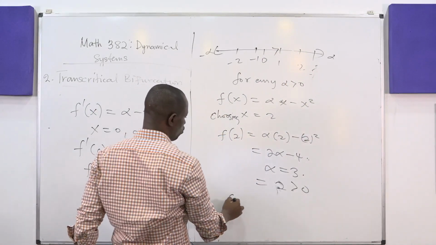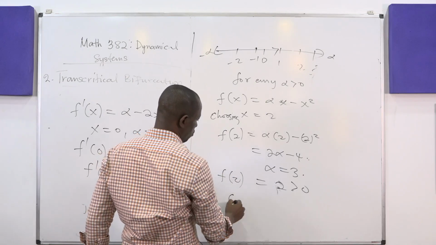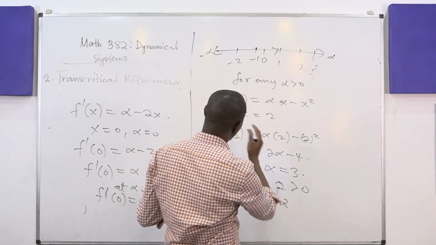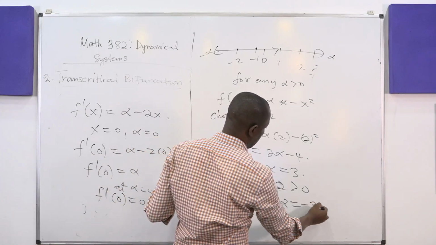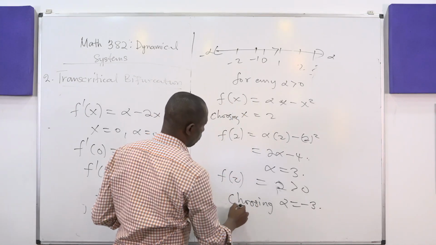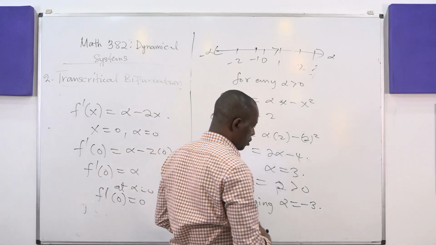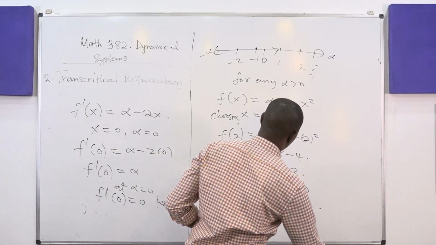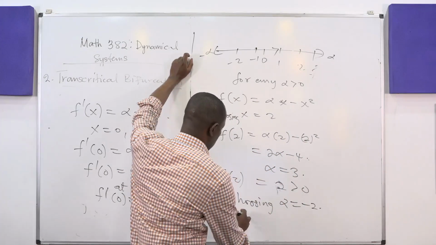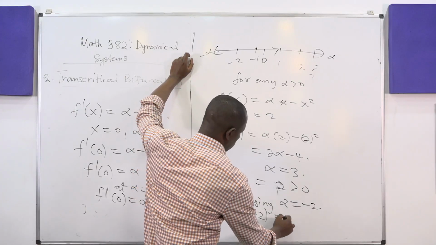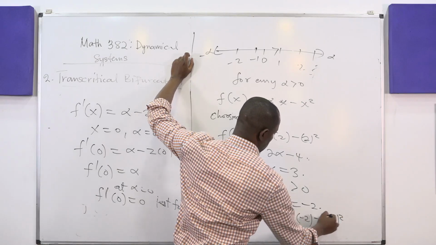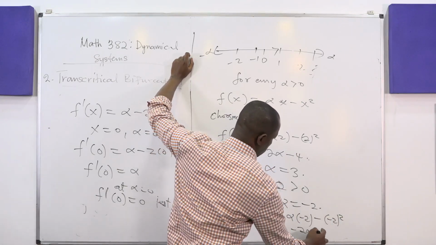And also when I choose alpha maybe equal to minus 3, you realize that I will get, let me pick the x value first. If I pick x value minus 2, what do we get? f of minus 2 is what? Alpha times minus 2 minus 2 squared. So this is minus 2 alpha minus 4.